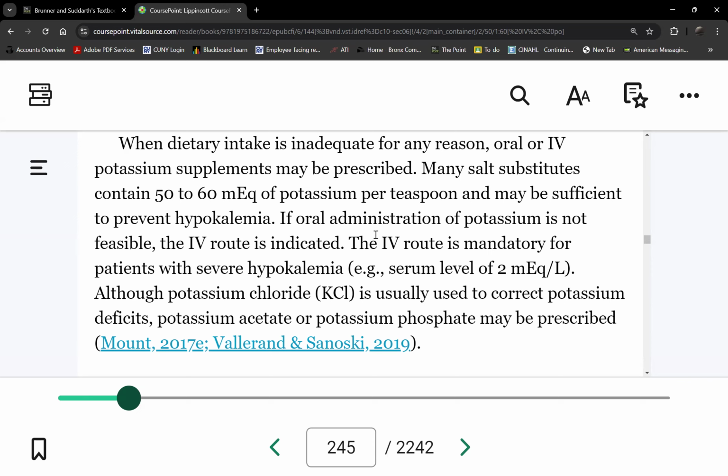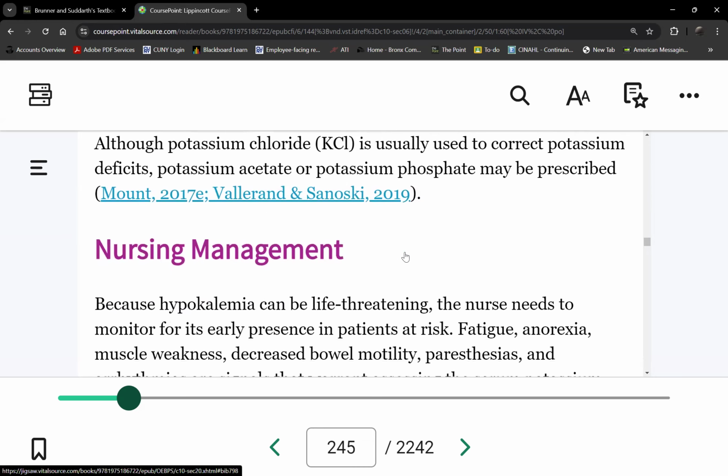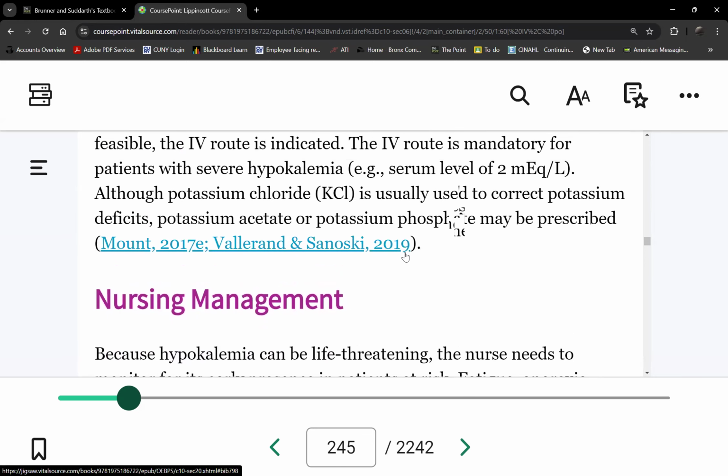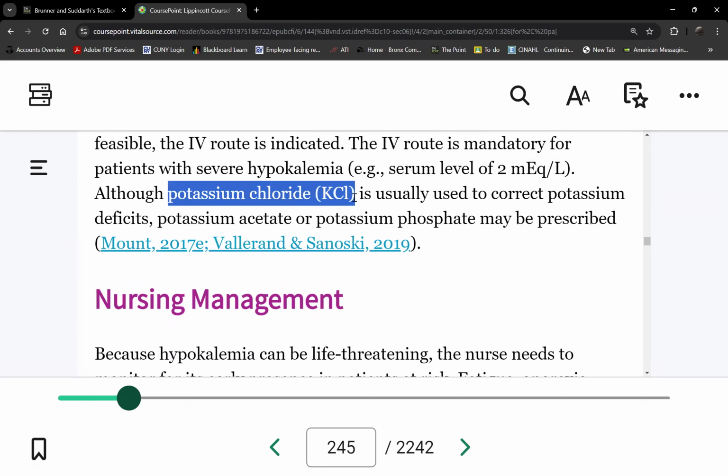So are we doing any lethal injection in the hospital? No. Here we are treating patients. Nobody's being executed. Right. There are many forms of potassium. KCl is the most common, potassium chloride. However, there are different forms. The doctor may order potassium acetate or potassium phosphate. Okay, but in any form, they are always diluted.